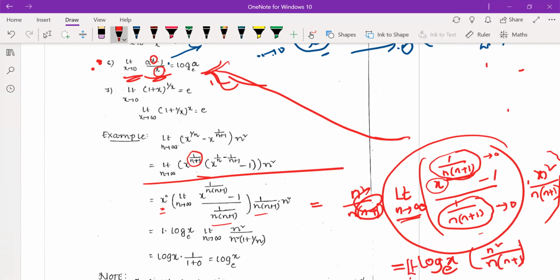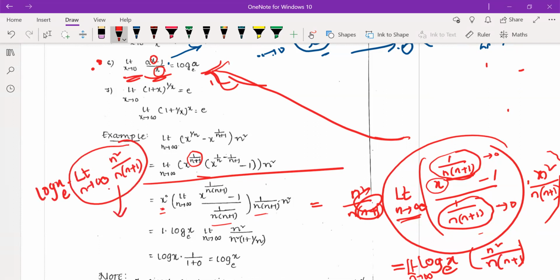Limit n tends to infinity. Here log x is constant, so we'll take that out of it. I'm just moving here as I have no space there. Limit n tends to infinity, n square by n into n plus 1. You will get to know much more in the next sections: when the power of the numerator and the denominator is the same and the variable tends to infinity, this will become 1. So the answer will be log x base e.